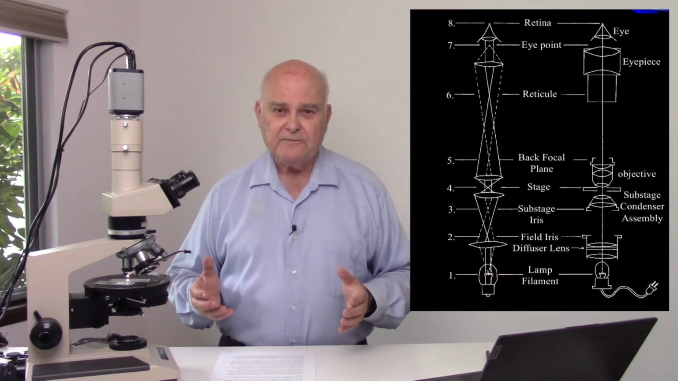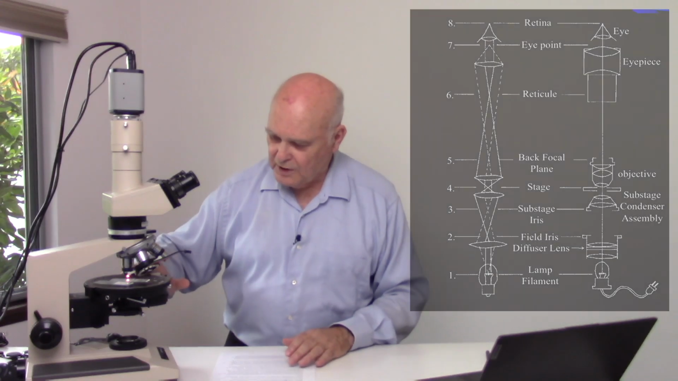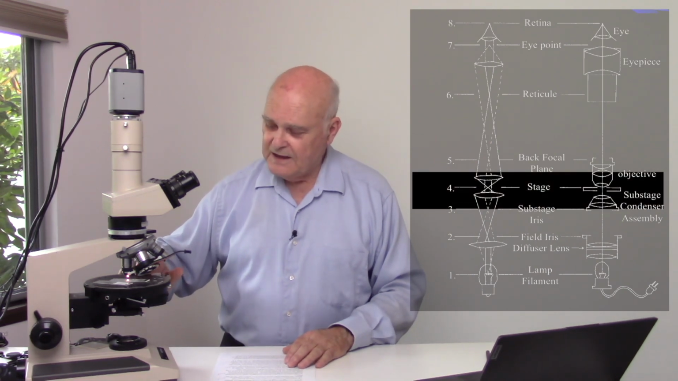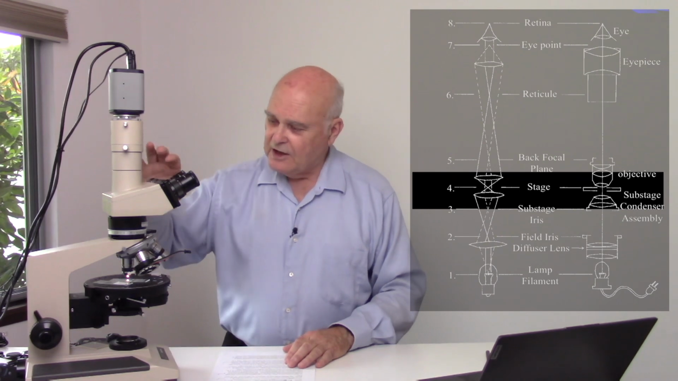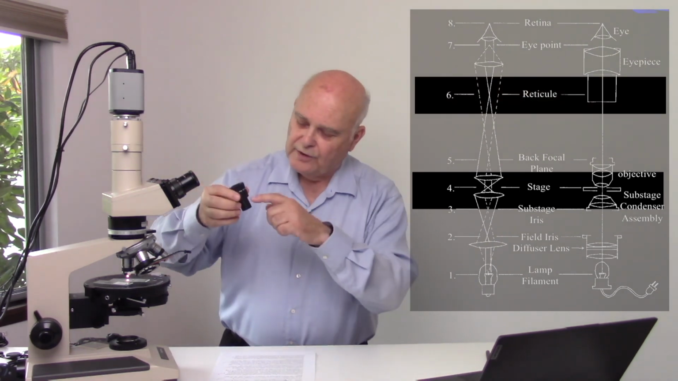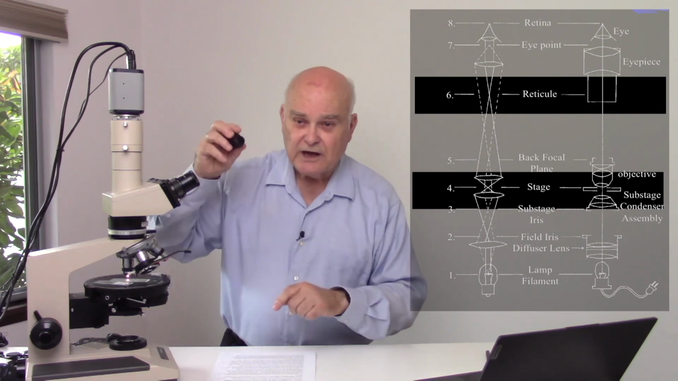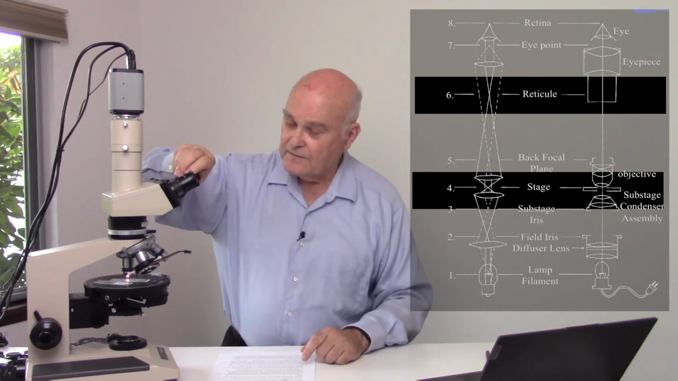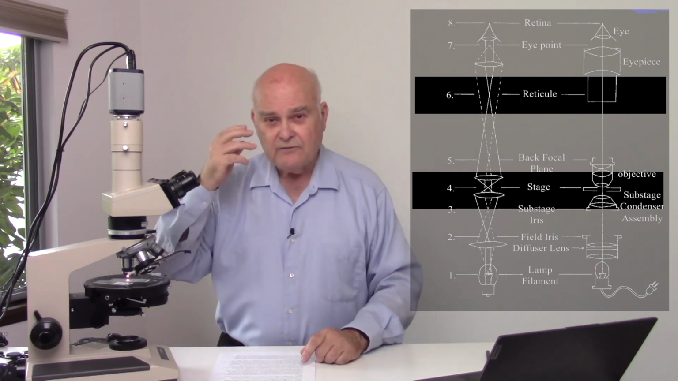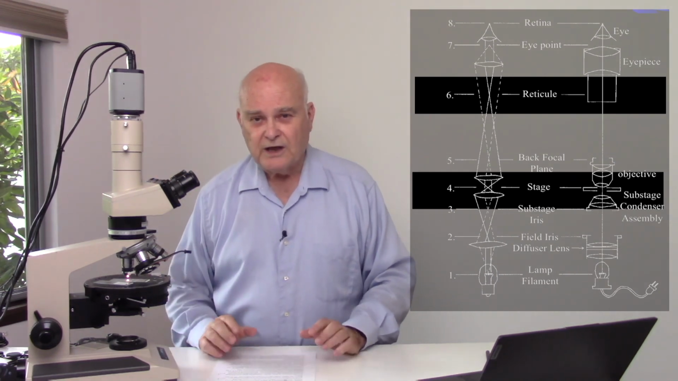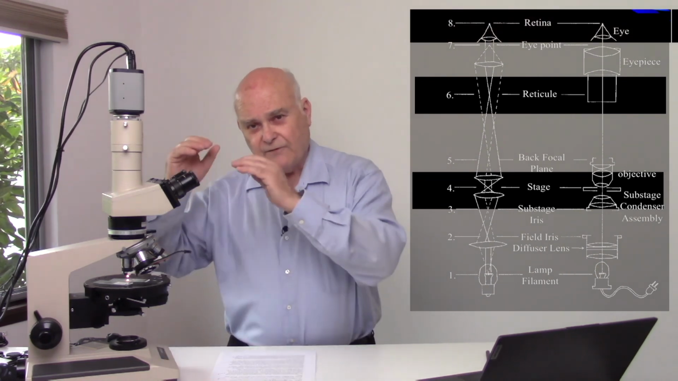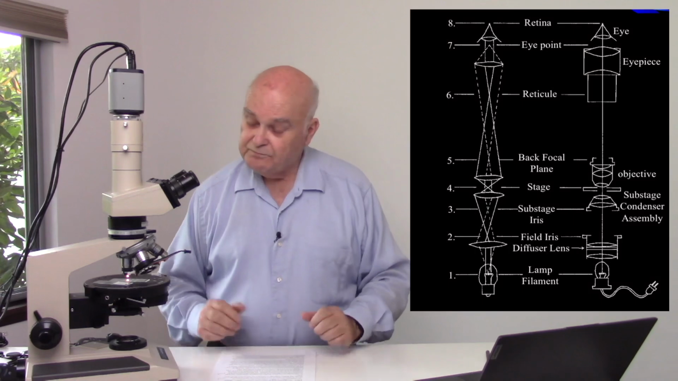Once we've done that, we have focal plane 4, which is the stage of the microscope, in focus at focal plane 6, which is where a reticle would be sitting inside the eyepiece. That would be in focus as well. And finally, the retina, which is focal plane 8. So those focal planes are all set.